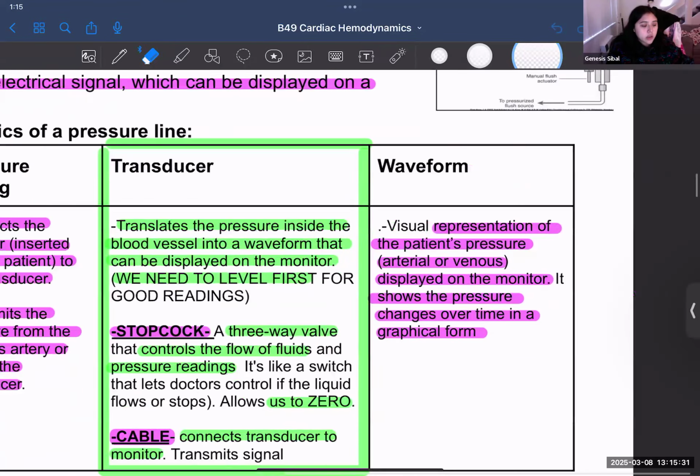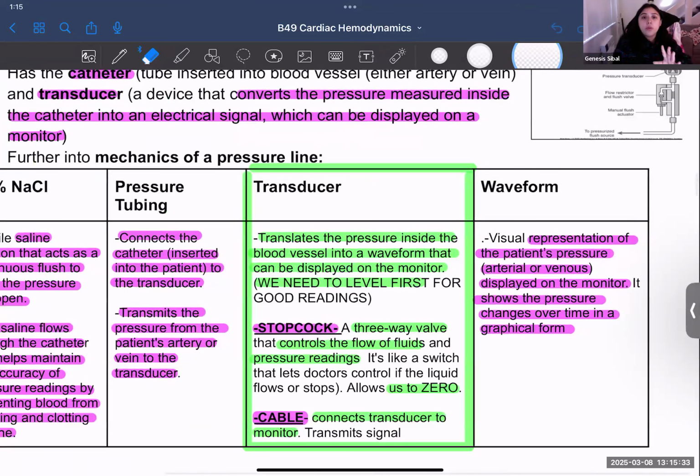So it translates the pressure inside of the blood vessel into a waveform. You know how the EKG has an electrical signal that does send it to the monitor? It's the same exact thing. It translates the pressure inside the blood vessel into a waveform that then can be displayed on the monitor.